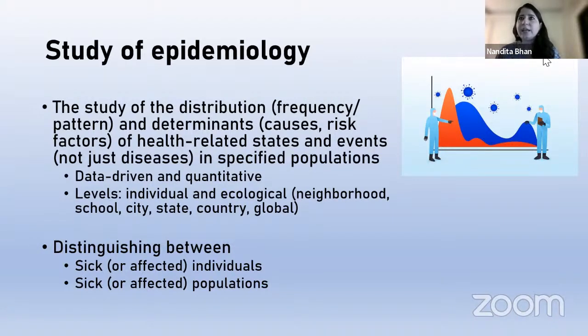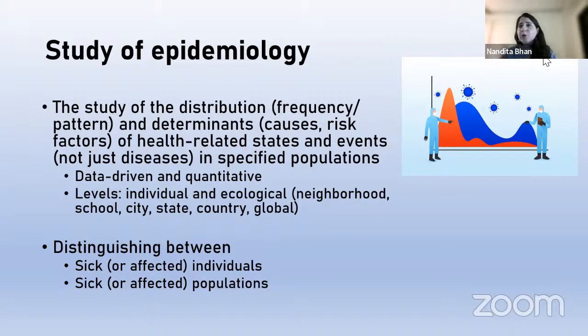But what is really unique is that when you're looking at data, you're not just looking at individual data, but you're also thinking about ecological data. So you're thinking about what is the data that I have at the neighborhood level? For example, you might be able to get some kind of aggregate measure, like percentage poverty, at your neighborhood level or your city level. What is the data at the state level? Sometimes you can get indicators at the state level, like percentage of child marriage, and so on. And what are some indicators that you can get at the country and global level?